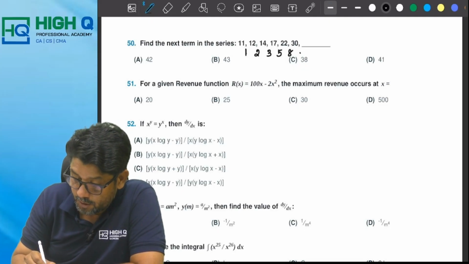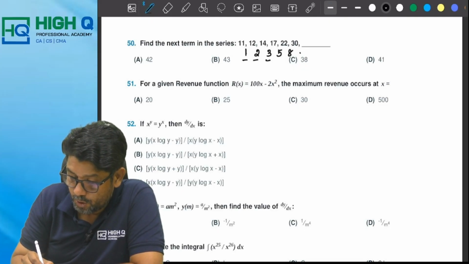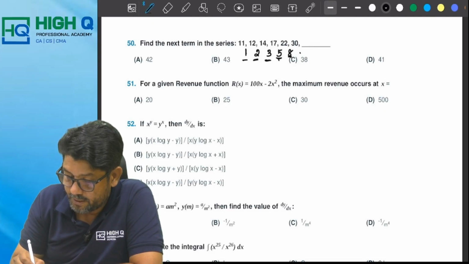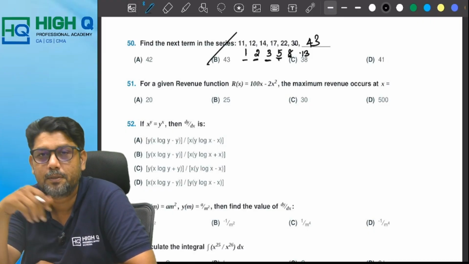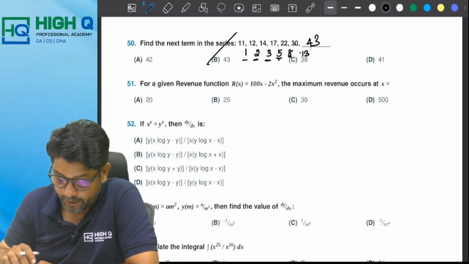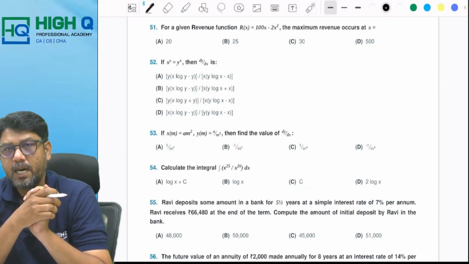Then what to do? Look at this. 1 plus 2 is 3. 2 plus 3 is 5. 3 plus 5 is 8. 5 plus 8 is 13. 30 plus 13 is 43. I think 43 is the answer. Do we have it? Yes, 43. Answer over. Okay, fine. Next one.